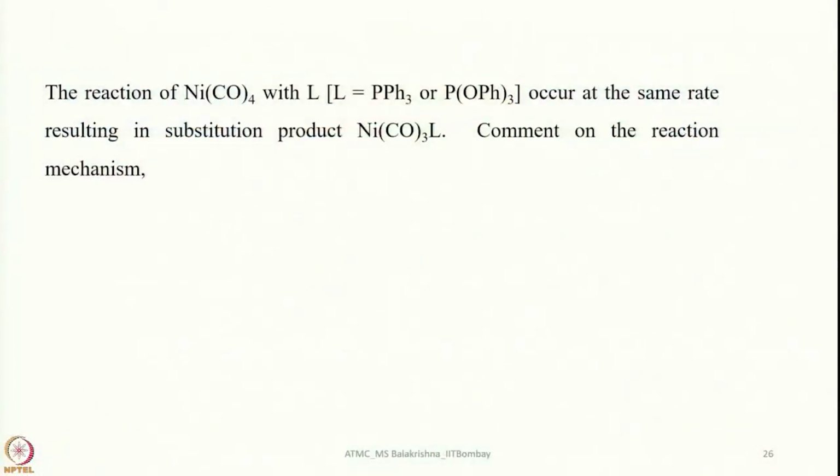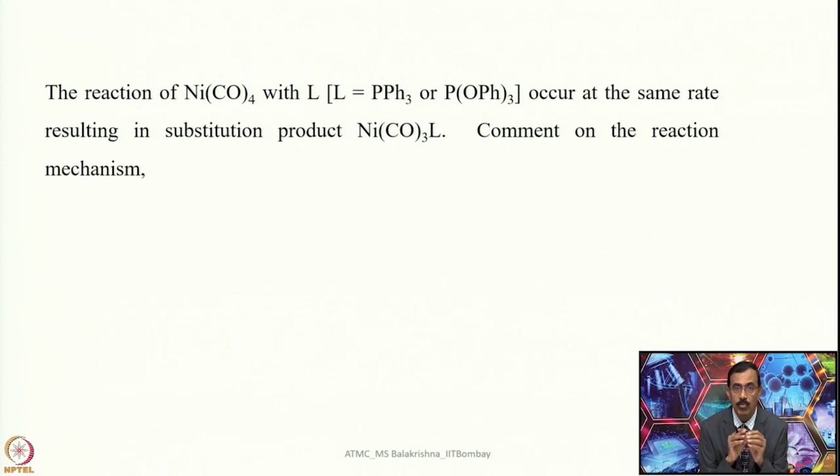The reaction of nickel tetracarbonyl with L, where L is triphenylphosphine or triphenyl phosphite, occurs at the same rate, resulting in the substituted product Ni(CO)3L. The statement is already made that whether you displace one carbon monoxide with triphenylphosphine or triphenyl phosphite, the rate is the same. So the same rate means it is independent of the entering ligand, and the rate determining step is the dissociation of one ligand. So that is equal in both cases. That means it follows the dissociative pathway and SN1 mechanism.